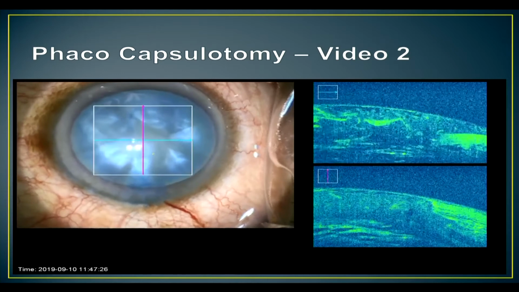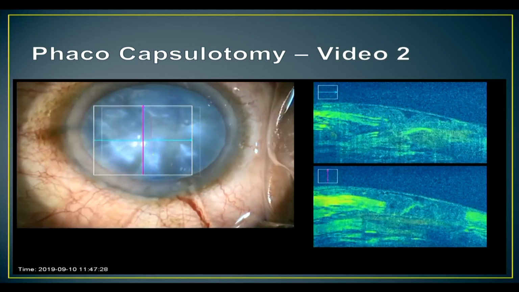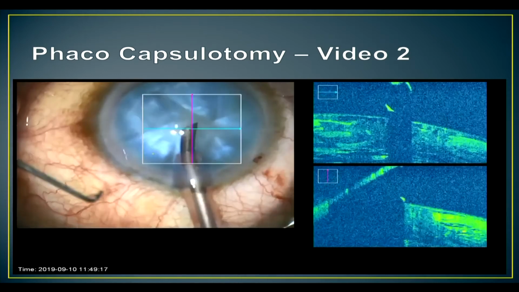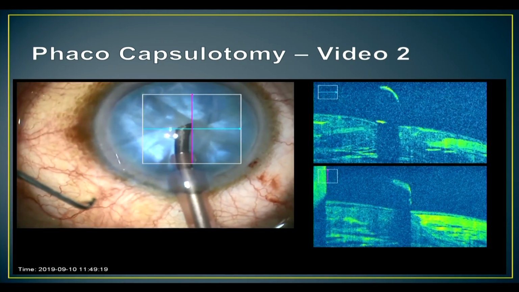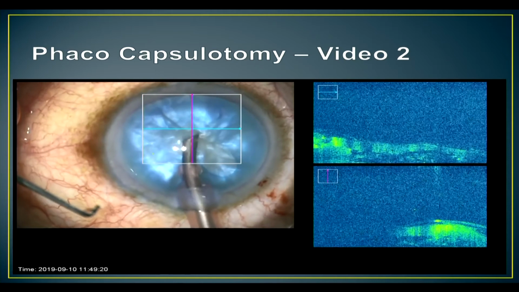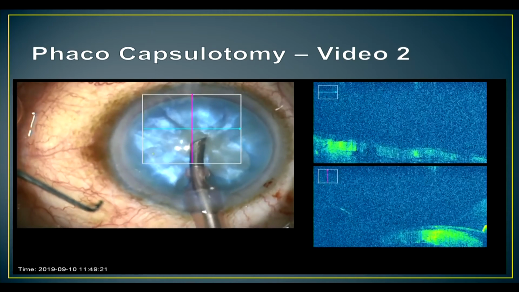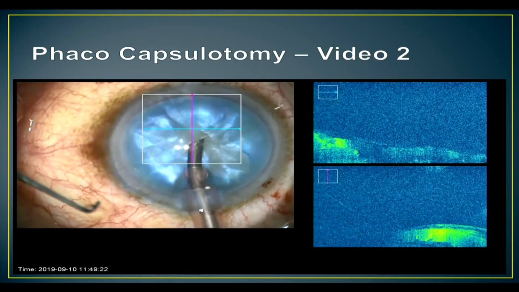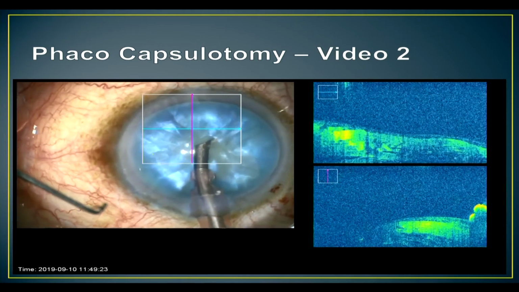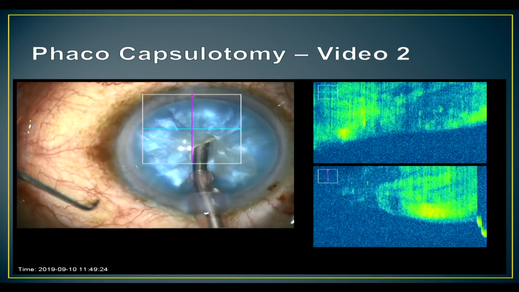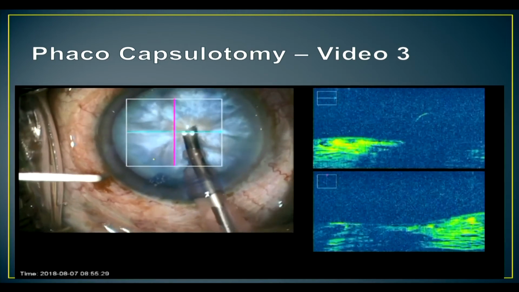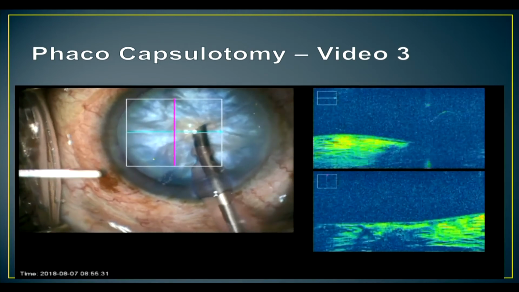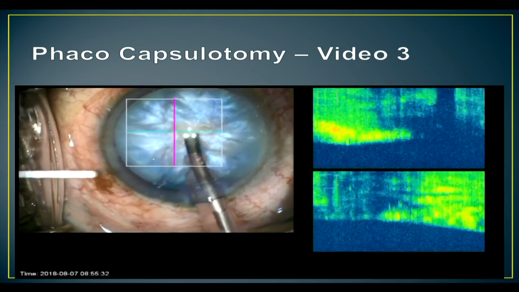And here is another video which shows that just as the capsule is open, the pressing down of the nucleus happens, and you prevent the nucleus coming up to prevent the Argentinian flag sign. This is another video which shows the same thing. Just make sure that as the capsule is open, press down on the nucleus.